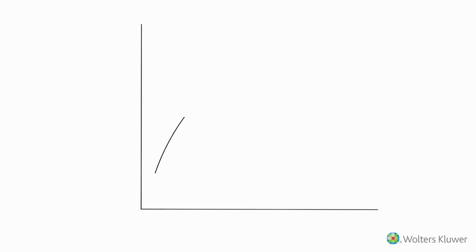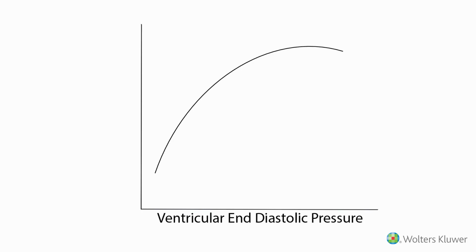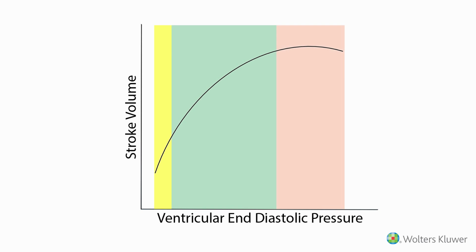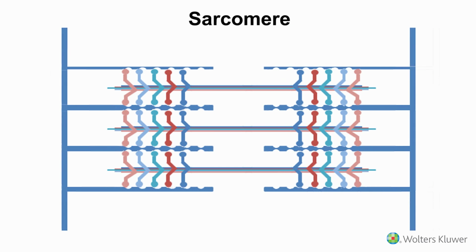The Frank Starling curve represents the relationship between the ventricular end diastolic pressure, represented on the horizontal axis, and the stroke volume, represented on the vertical axis. As left ventricle end diastolic pressure increases, stroke volume, and thus cardiac output, progressively increases. This relationship is based on the structure of the sarcomere.